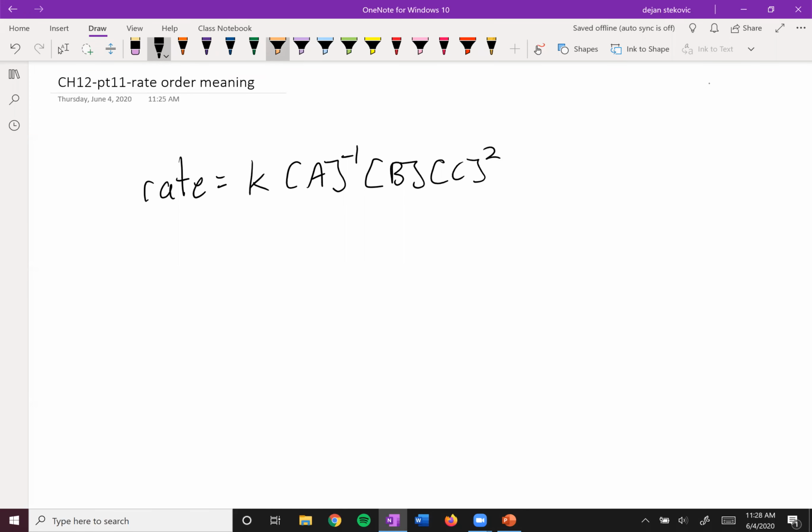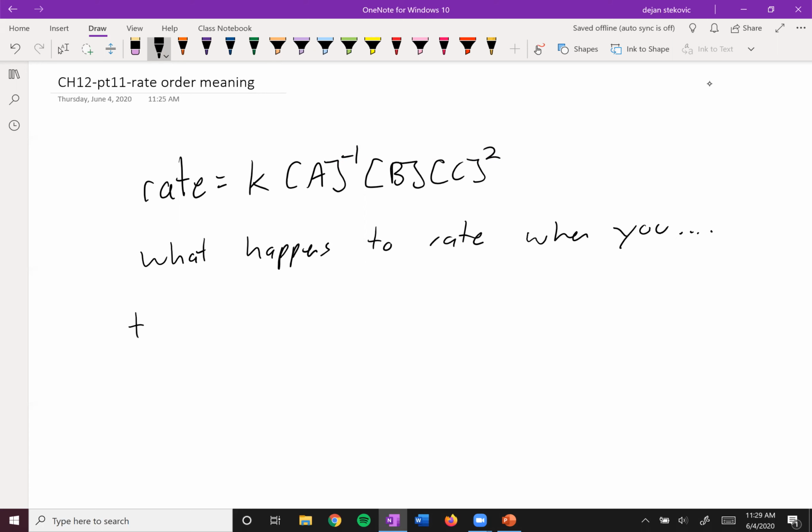All right, now that we've figured out how to calculate these rate orders, I just want to reiterate what they mean and kind of why they are useful. So once you figure out this rate law, you can figure out what happens to the rate when you change these concentrations.